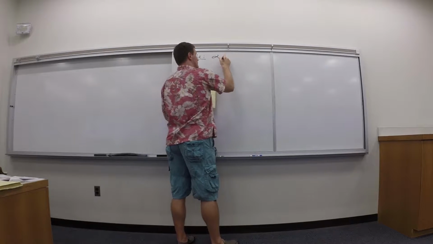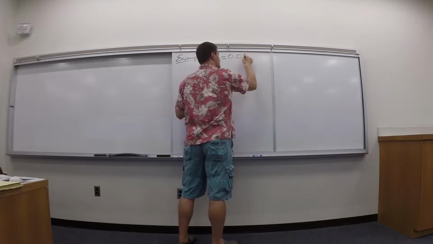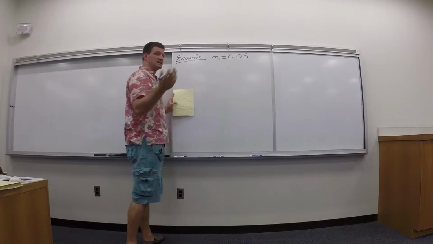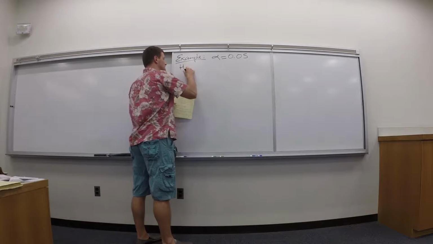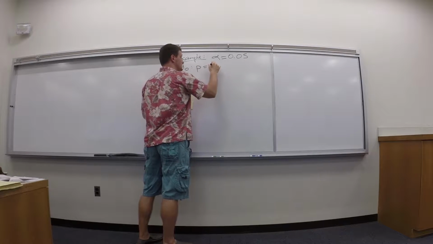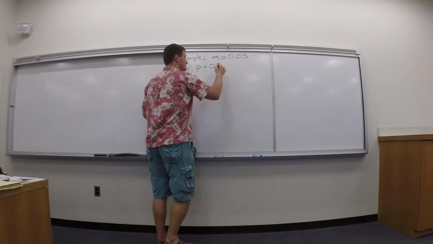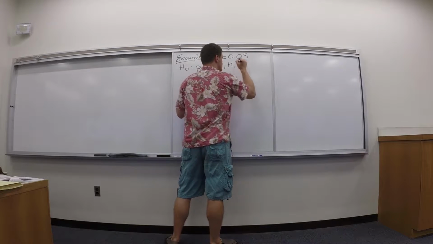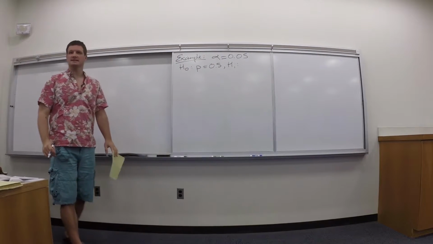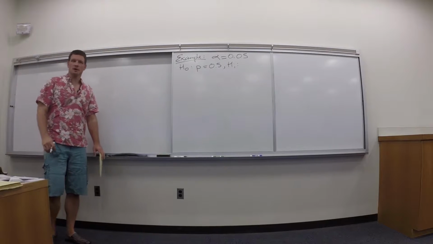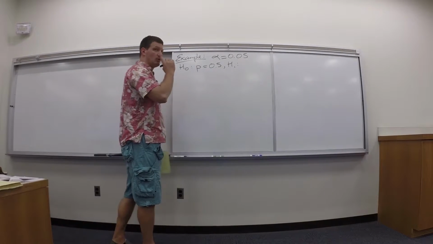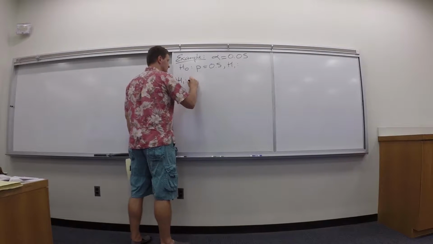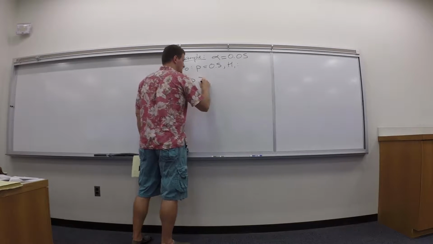If we have a significance level of 0.05, and just like the example we did, we have h sub 0 defined as p equals 0.5 and h sub 1. We have three choices to define h sub 1. Well, choice number 1 is h sub 1 is defined as p being greater than 0.5.